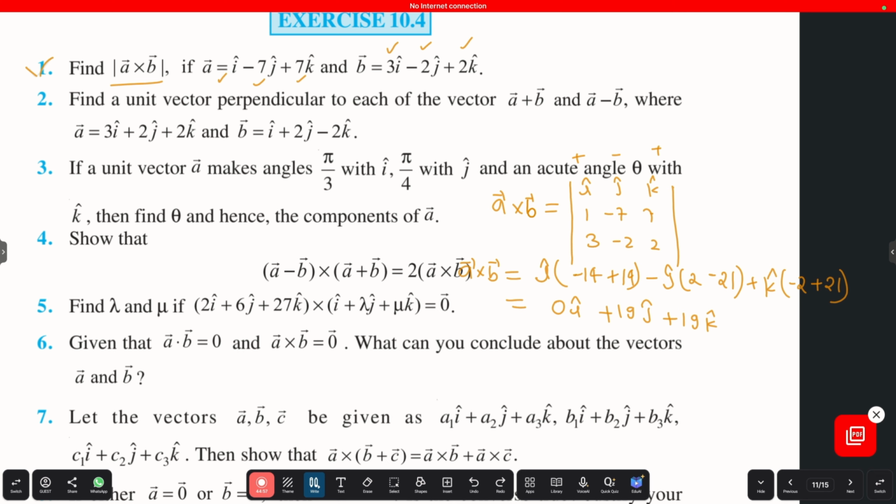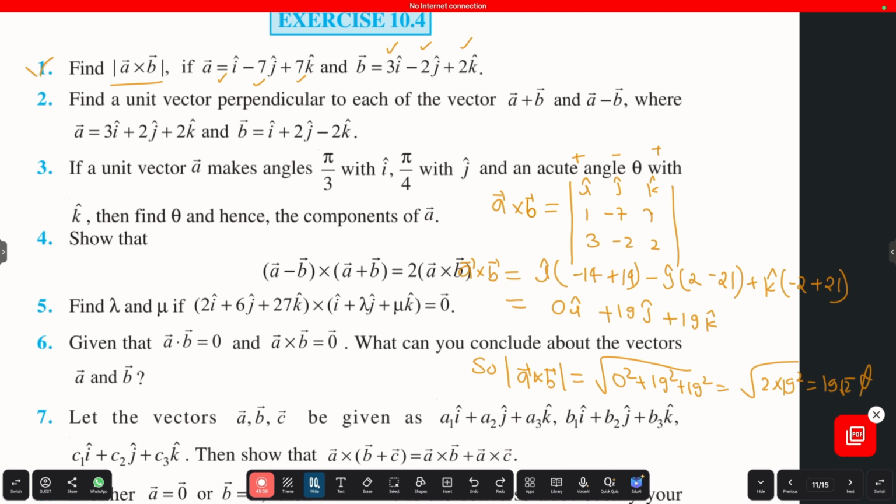Then how to get mod A cross B? Simple, use the rule. Mod A cross B equals root over 0 square plus 19 square plus 19 square. What is 19 square plus 19 square? It is root over 2 into 19 square. So it is 19 root 2. Correct?